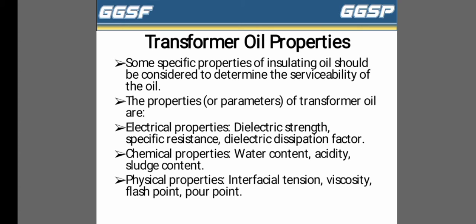Some specific properties of insulating oil should be considered to determine the serviceability of the oil. The properties of transformer oil are: first, electrical properties, that is dielectric strength, specific resistance, dielectric dissipation factor. Second, chemical properties, that is water content, acidity, sludge content. And third is the physical property, that is interfacial tension, viscosity, flash point, pour point.